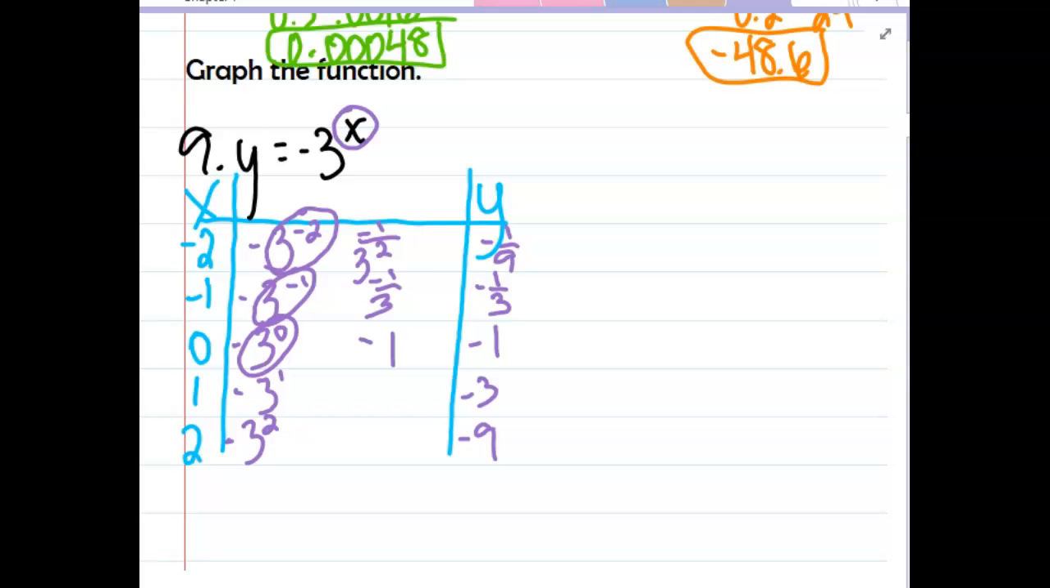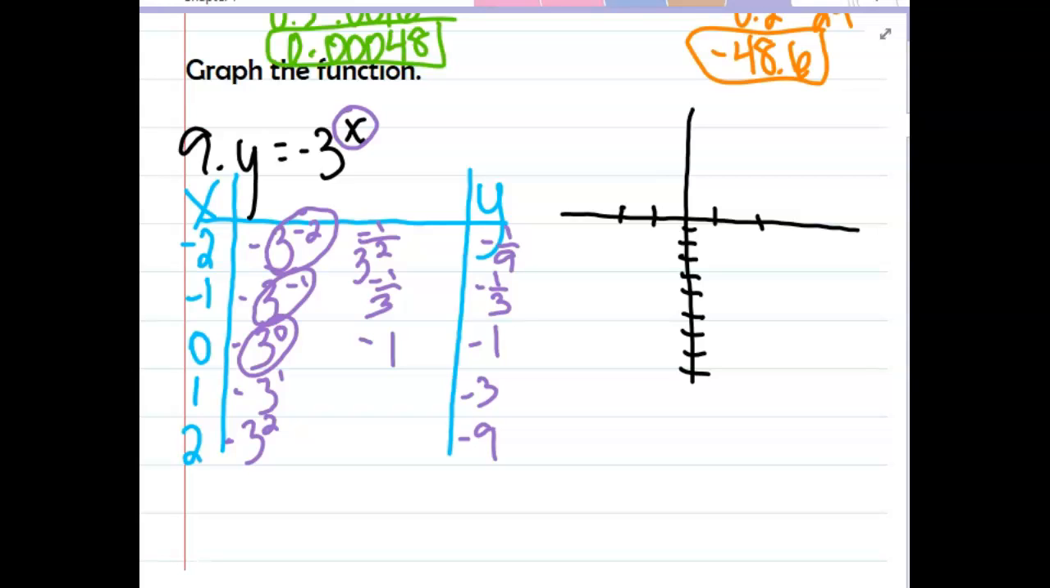Okay, so now, whenever you're ready to graph, we're going to go ahead and draw a coordinate grid. On the x-axis, we need negative 2 to positive 2. Notice on the y-axis, I need to go all the way down to negative 9. So try to make it as even as possible. It doesn't have to be perfect. The more even you make it, the better your graph will look.